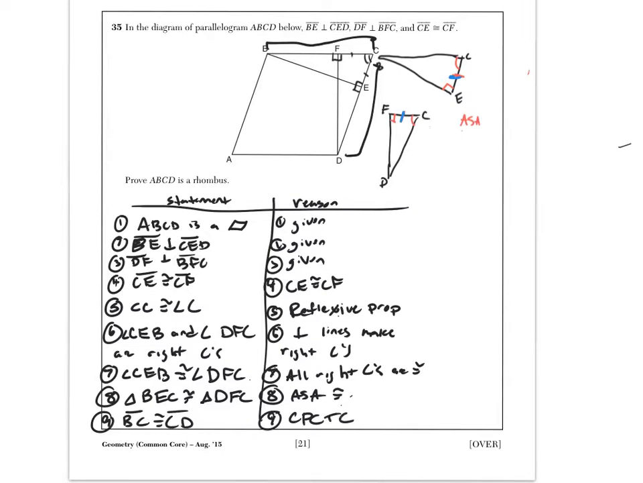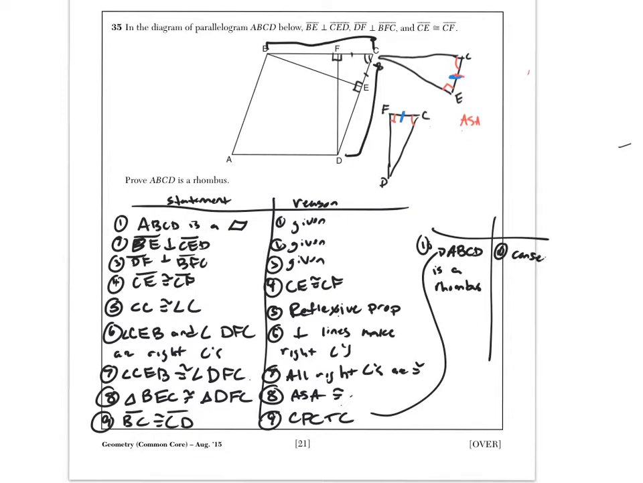CPCTC. And now part 10, I gotta go over here because I've run out of room. Now we could just state what we're trying to prove, and that's ABCD is a rhombus. And I know that because as we've just stated, consecutive sides are congruent. And that is how we would do this proof. Yeah, that's it. 10 steps, and you got it going on.